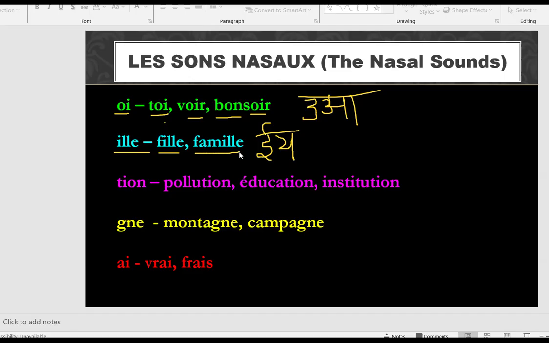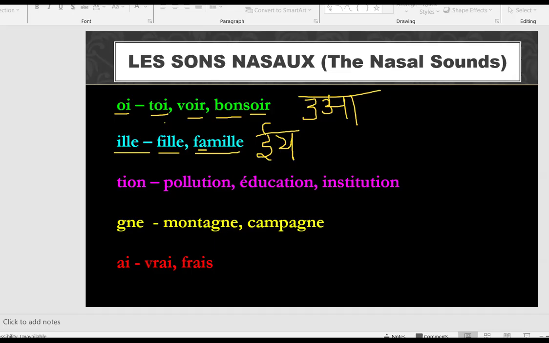Famille. The L is silent. Yes, LL is silent. So it is famiy. The y is very slight, don't pronounce a strong y. You can write it your own way. So it is fami, the e with a small y. L is silent, but there are certain exceptions.